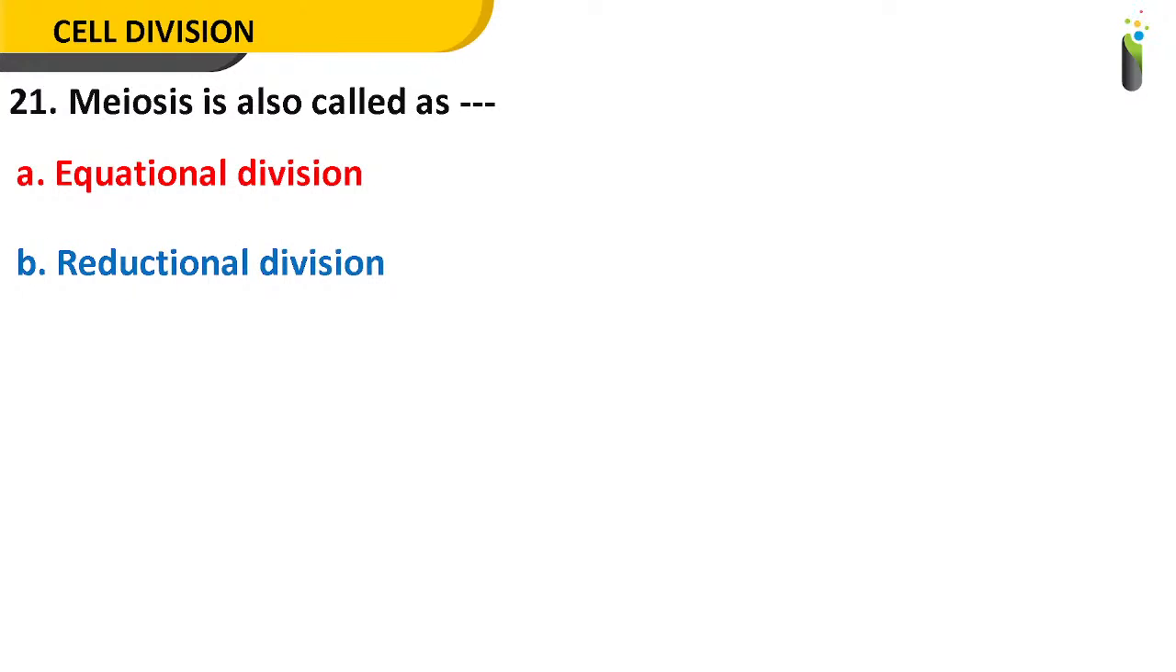Now coming to the next question, number 21. Meiosis is also called dash. A. Equational division. B. Reductional division. C. Germ cell division. D. Both of these, that is B and C.